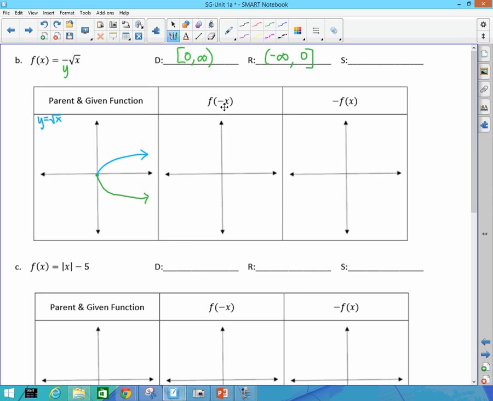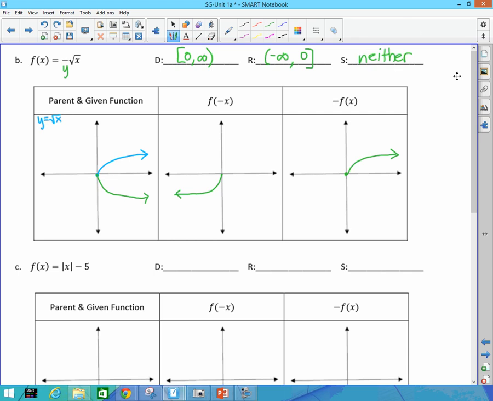Alright, so again, negative x affects the x. We flip it over the y. So if I flip this over the y, it's going to go like this. Okay, are those two the same? No, they're not, so it's not even. Okay, this one is going to affect the y, so I'm going to flip it over the x. So this is going to become this. Okay, starting there again. Are these two the same? And they're not, so once again we have neither.